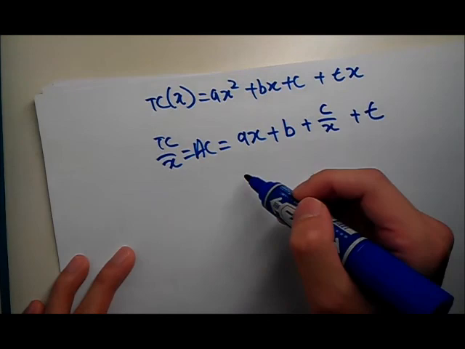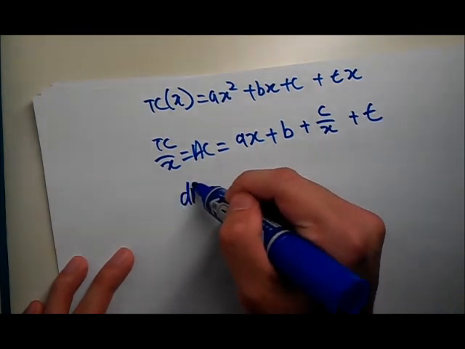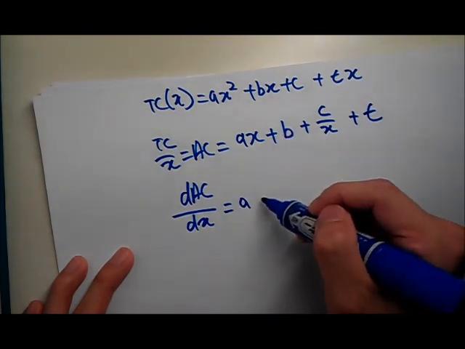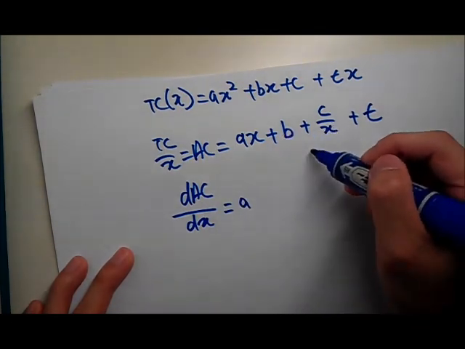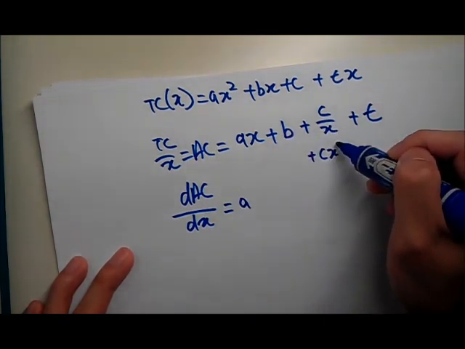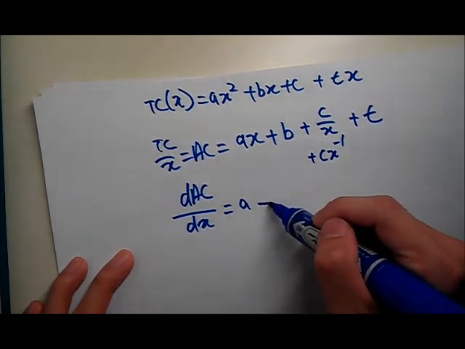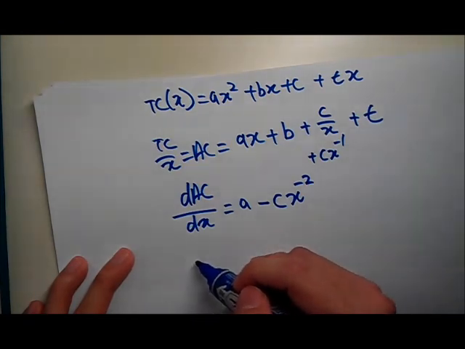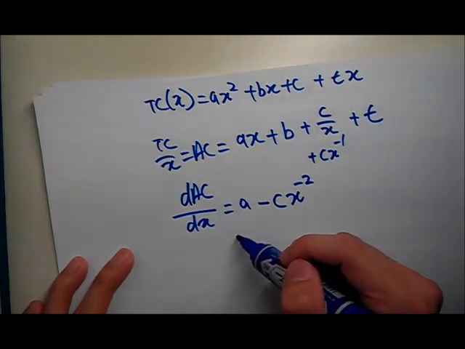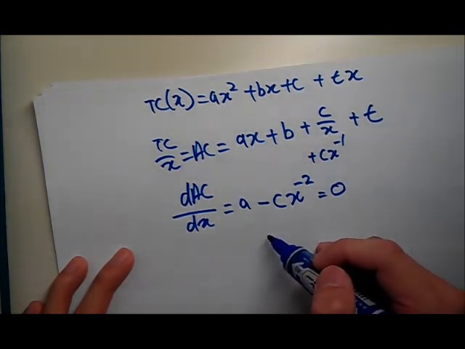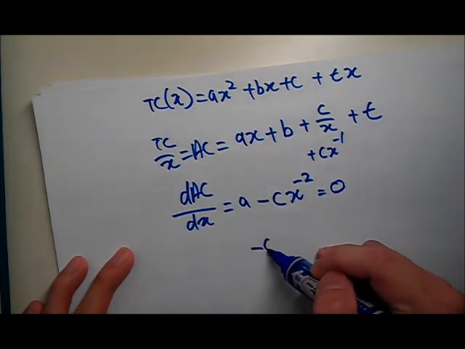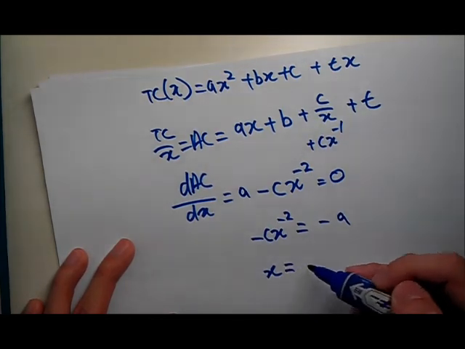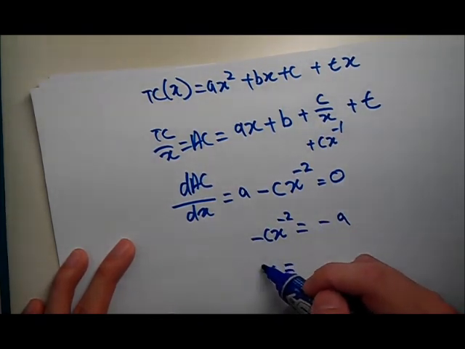To find the minimum point again, we're going to differentiate AC with respect to x. This is going to be gone, and this is c x to the minus 1, so if you differentiate that, it's going to be minus c x to the minus 2, and this is going to be gone. If you equate this to 0, it's going to be minus c x to the minus 2 equals minus a, and if you solve for x, let's not be lazy.